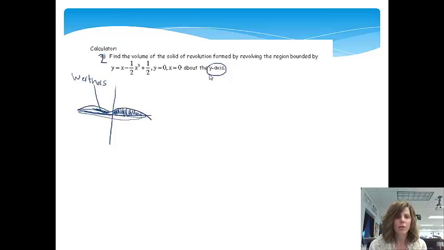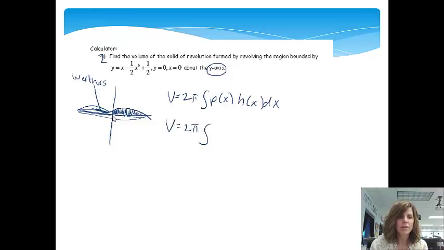Alrighty, so since it's going about the y-axis, we get to use the shell method. So 2 pi, and then remember it's going to be p of x, h of x. So I'm going to have volume equals 2 pi. This is going to go from 0 to where this touches the x-axis. And on this one, if I want to find out where it touches the x-axis, I can just do the 0 feature of my calculator. That's going to be 1.61803. Notice I went out 5 places instead of just 3, and it will start at 0.